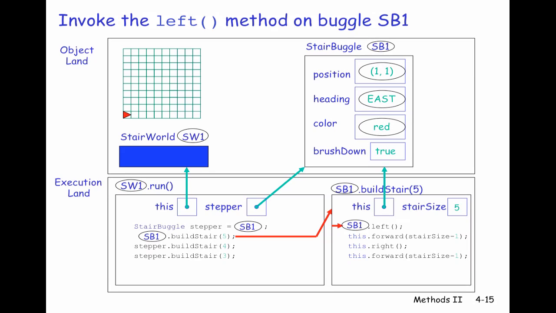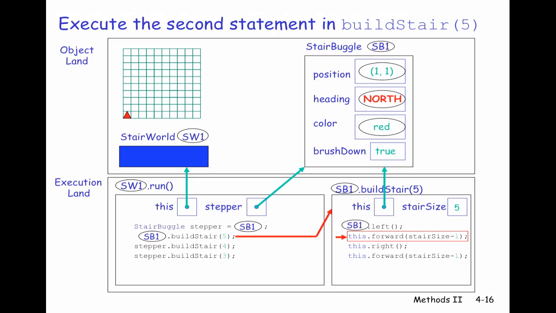So in this case, this is the stair buggle SB1, and now we actually invoke the left method on SB1. In the Java execution model, the invocation of the left method actually creates a frame, but we do not show in our model the details of the execution of that frame. We just assume it's a primitive and that it just happens. So we are just going to turn our stair buggle SB1 to the left, and it turns to the left, so it's now heading north.